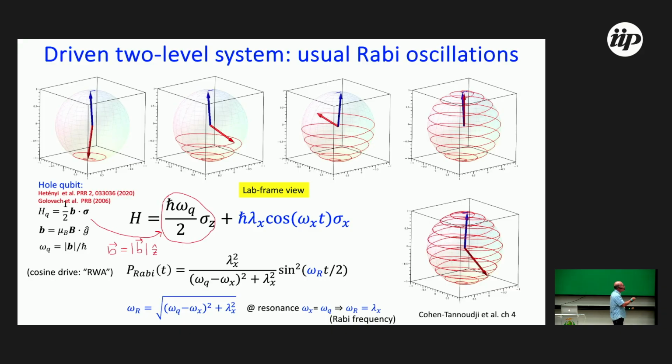If the driving term is like a cosine or a sine, then you have to do some kind of rotating wave approximation, which I'll discuss briefly. But if the oscillating field here is actually rotating, then this problem is exactly solvable. You just go to the rotating frame, and you eliminate completely the time dependence of the system. So you're going to see this in the next slide as well.